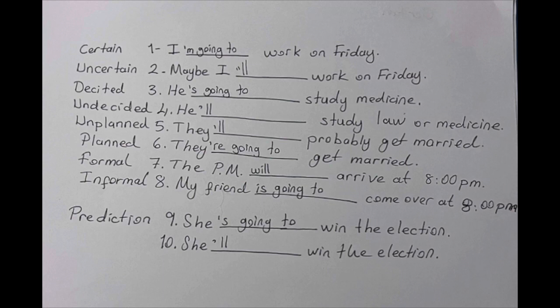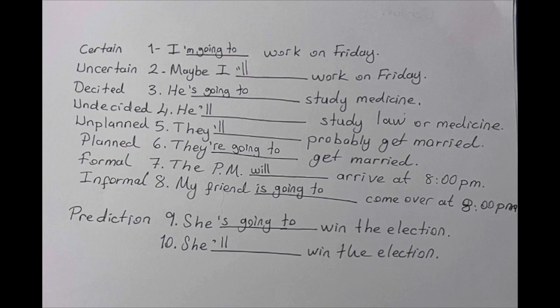Number 7. This is formal. The Prime Minister blank arrive at 8. The Prime Minister, what should it be? Will arrive at 8. Number 8 is informal. My friend is going to come over at 8.